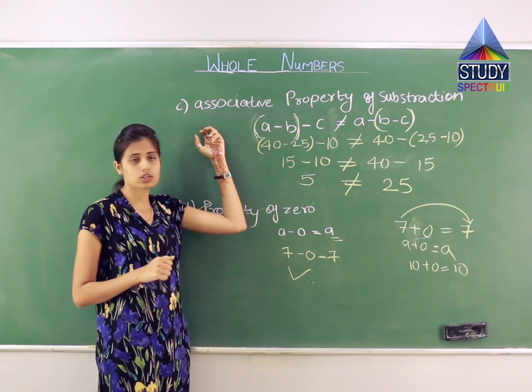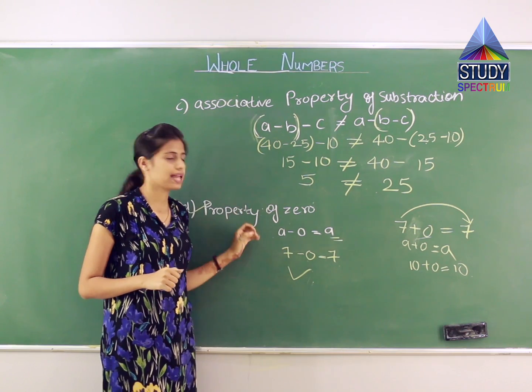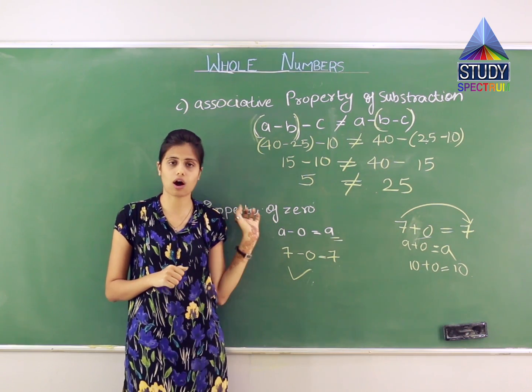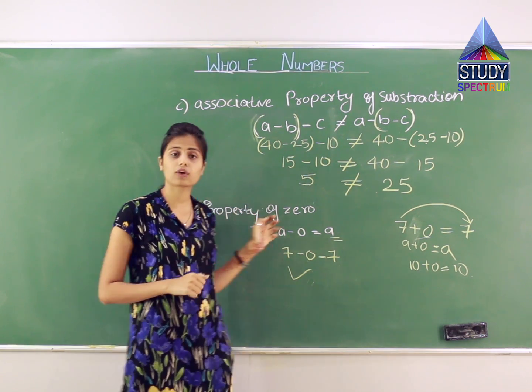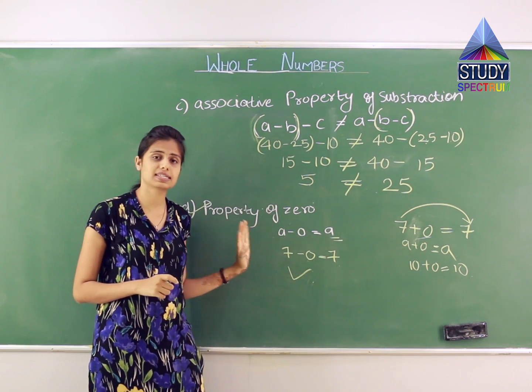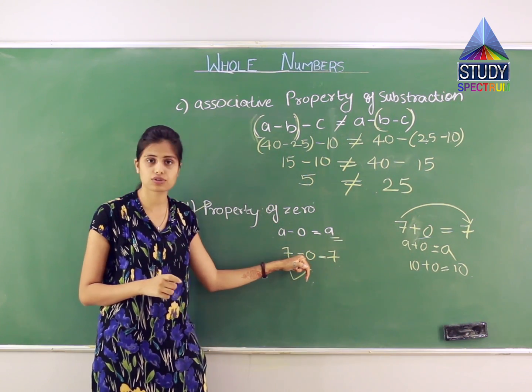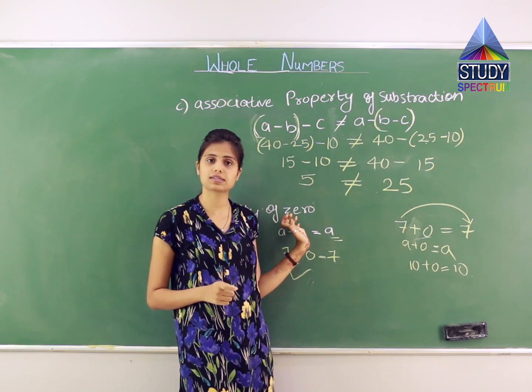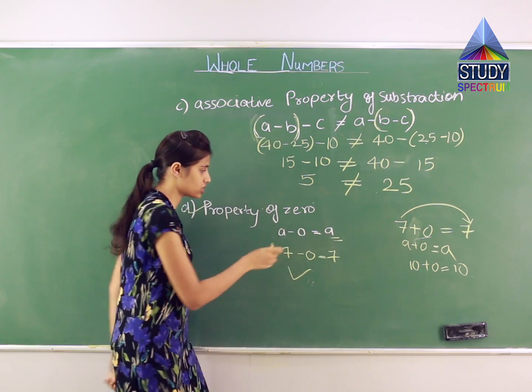So we are clear with the associative property of subtraction and the identity property, or property of zero, for subtraction. It is the same. This property is the same as addition. Only here it is subtraction, and the answer remains the whole number itself, which is over here A.